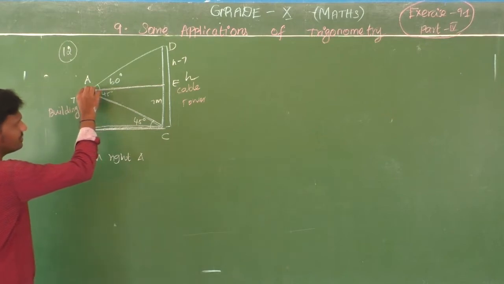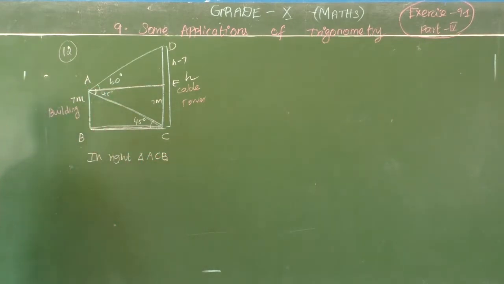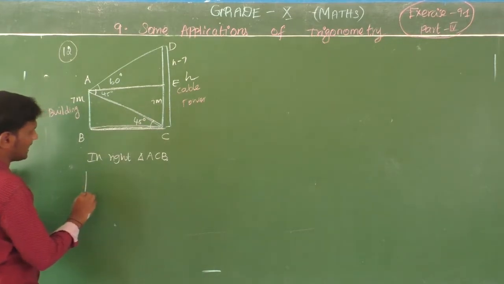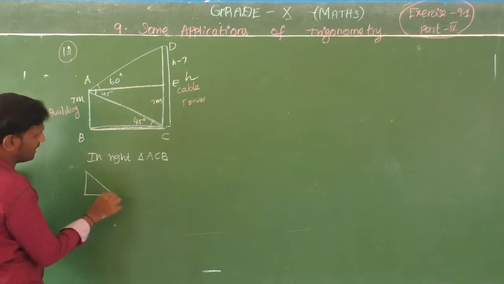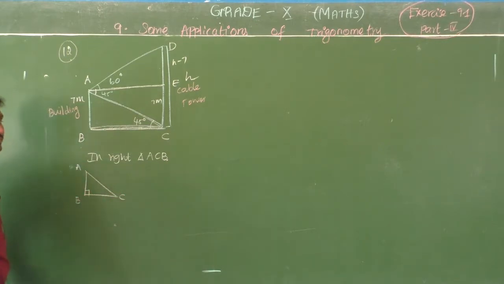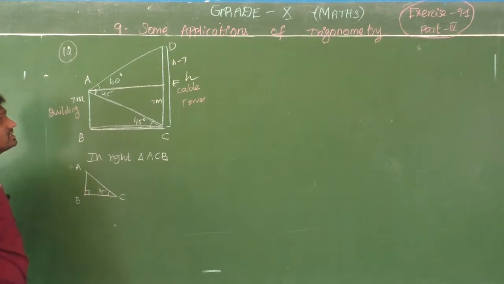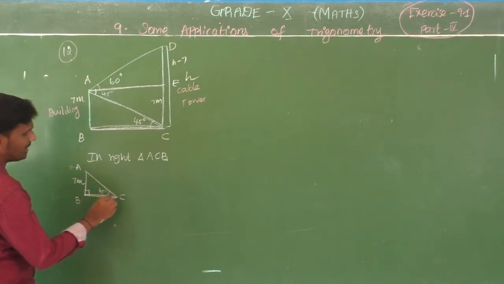Okay. So first, I'm going to take the right triangle ACB. From the diagram, I'm going to take only the right angle triangle ACB and draw it separately. Now the angle C is 45 degree, and the height AB is 7 meter. So now I am going to find BC.